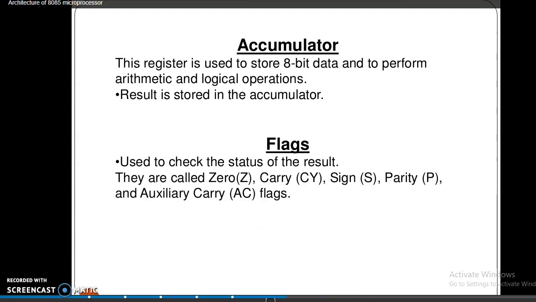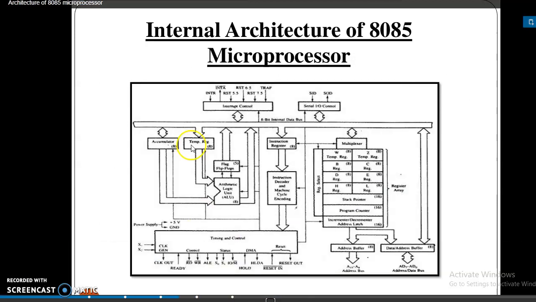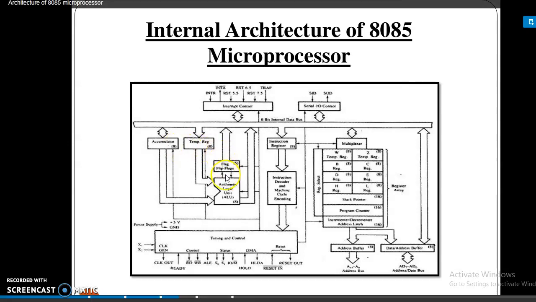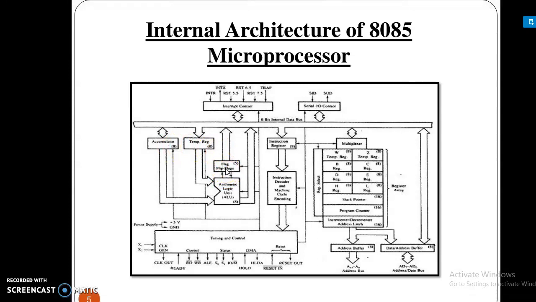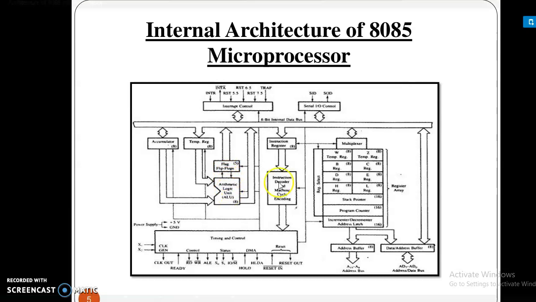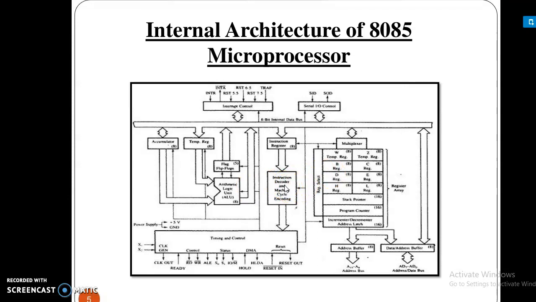So the architecture means all these internal parts. Accumulator is used to store the results of the arithmetic and logical operations. It is also used for performing the arithmetic and logical operations. And then the flags, there are 6 flags: zero flag, sign flag, parity bit, auxiliary carry and so on. And then the arithmetic and logic unit is used to perform the arithmetic and logical operations. And then the decoder decodes the instructions and forwards them to the next cycle.